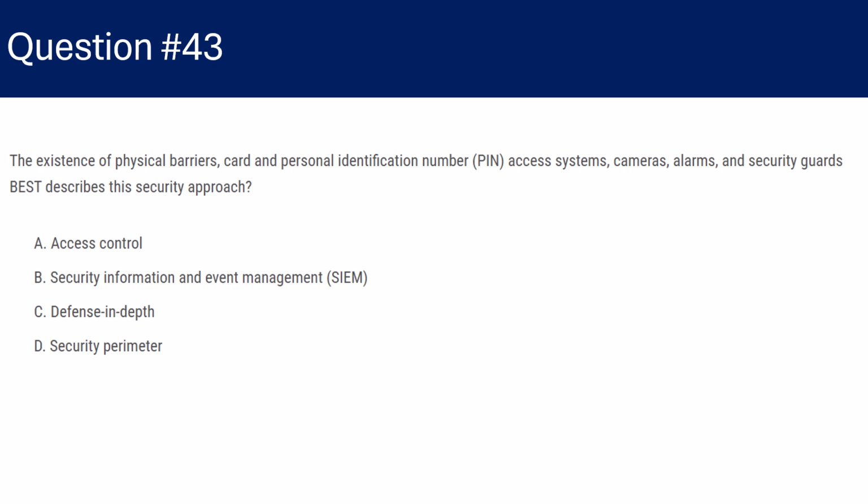Question 43. The existence of physical barriers, card and personal identification number access systems, cameras, alarms, and security guards best describe this security approach. A. Access control. B. Security information and event management, or SIEM. C. Defense in depth. Or D. Security perimeter.